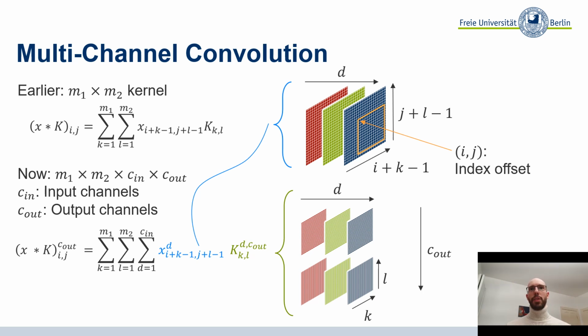And we do not only sum over K and L, but we also sum over D. So if we try to represent that in a graphical fashion, this is what our X would look like. The depth in here is the number of channels, so to say, and here we go over the index I plus K. Here we go over the index J plus L. And in the convolution kernel, it looks like this. So the K index goes over the width pixel dimension. Basically, the L goes over the height pixel dimension. And then our D again goes over the input channel dimension. So this would be the colors in our example. And our C out goes over the output channel dimension.